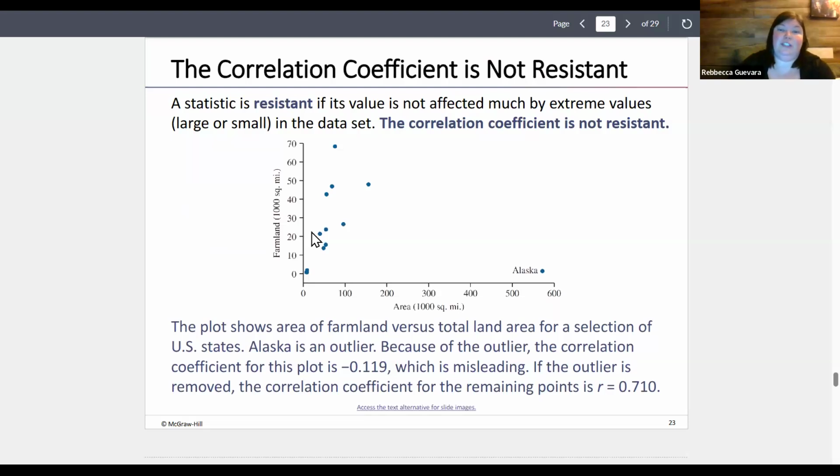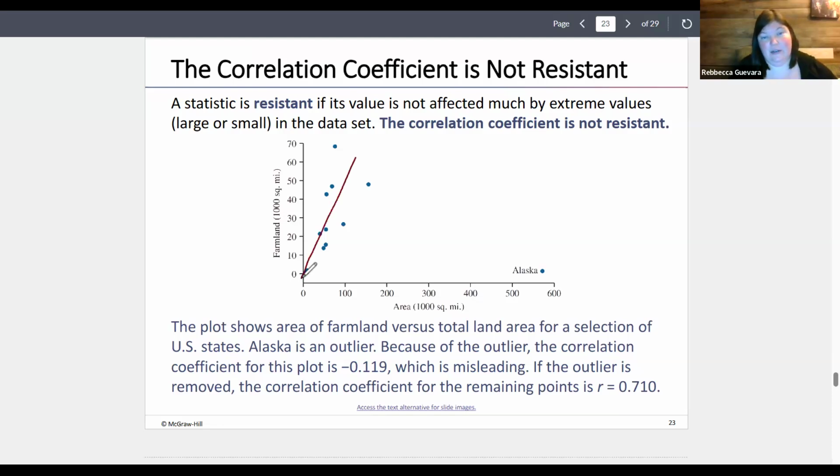Also to point out, correlation coefficients are not resistant, like we said, to outliers or to extreme values. So a statistic is resistant if its value is not affected much by extreme values, small or large ones, what we call our outliers. The correlation coefficient is not a resistant measure.